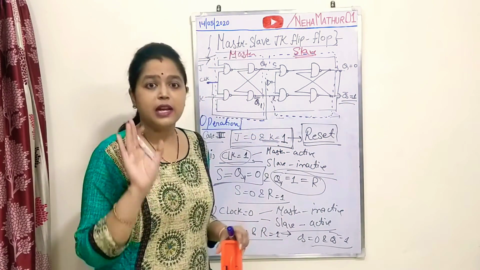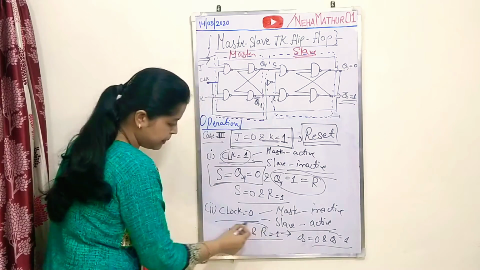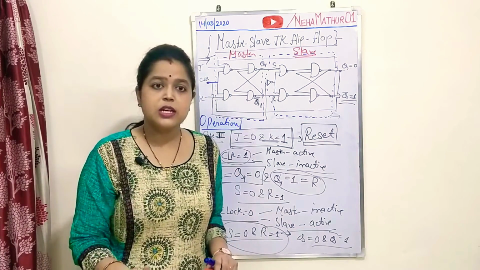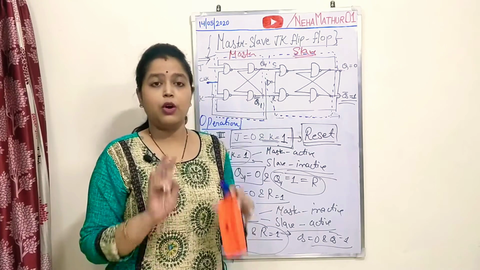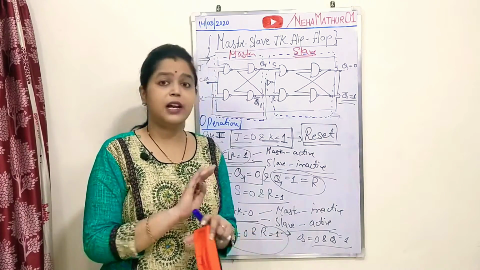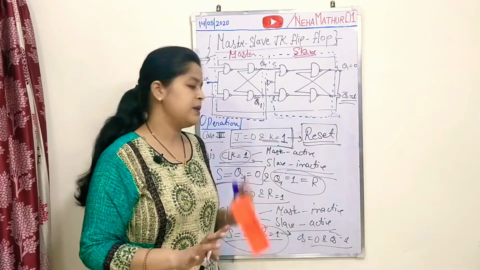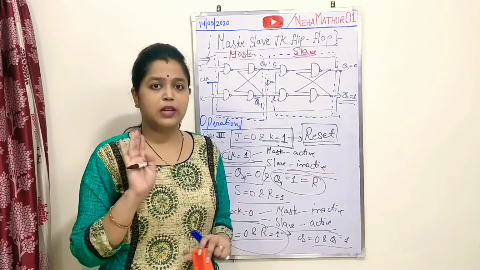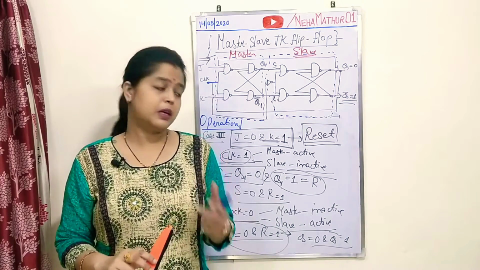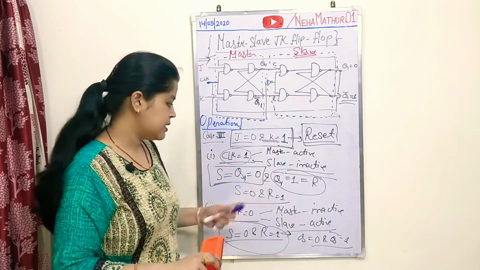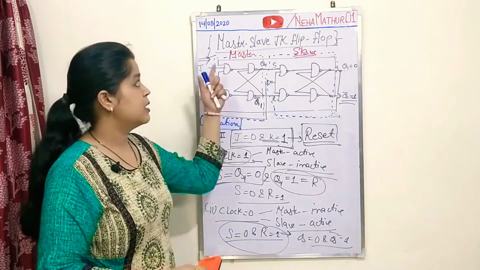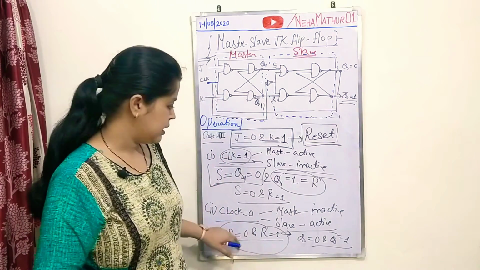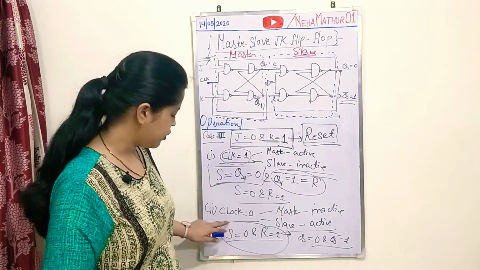If you are facing any difficulty understanding the concepts I am using here, you will have to follow the video lectures of SR flip-flop and JK flip-flop. I already mentioned that the detailed video lectures for SR flip-flop and JK flip-flop are already done. So please follow these videos so that you can become more confident with these concepts. Then you will be able to understand master slave JK flip-flop in detail. Fine. So this is the main concept for clock equal to 0.